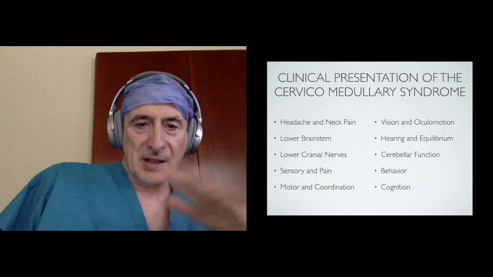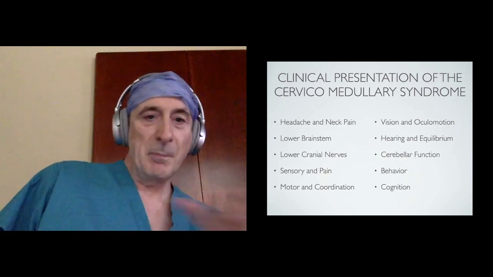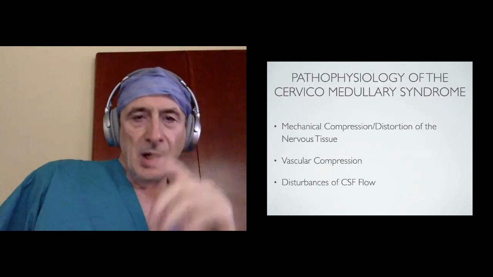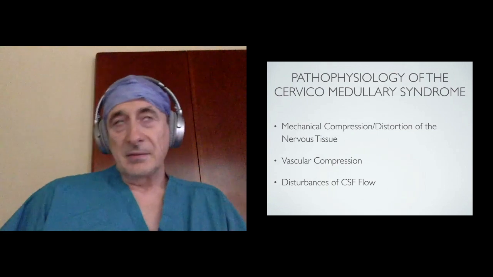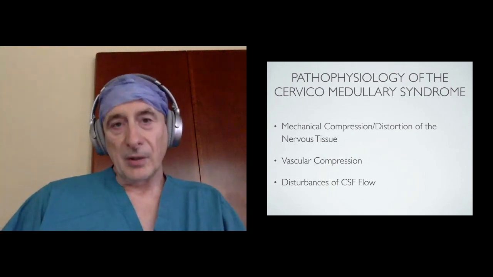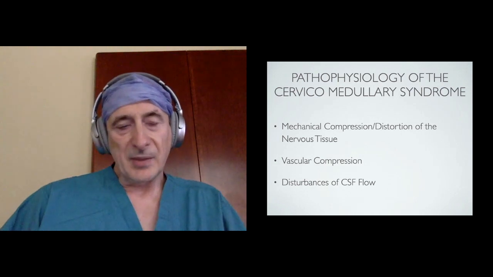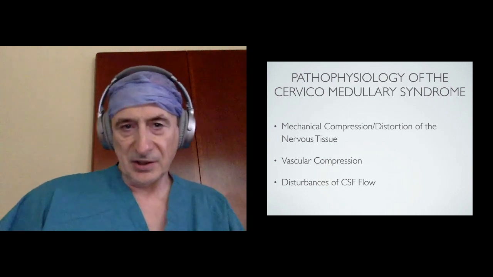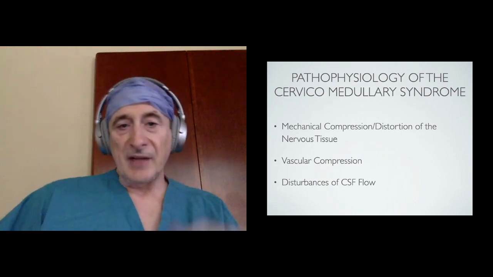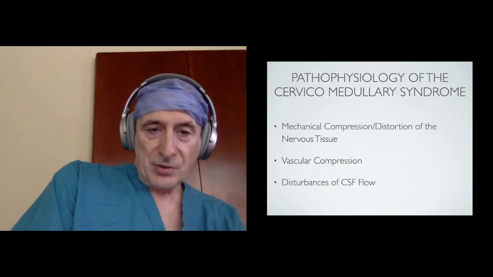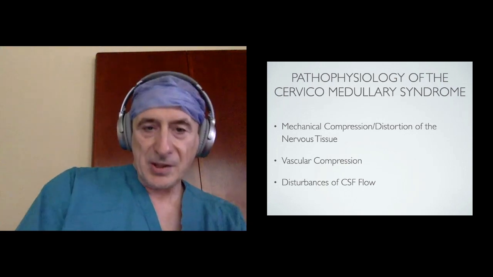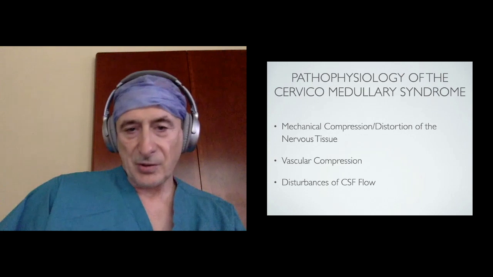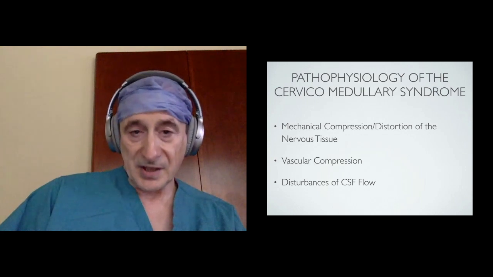And this is just a summary list of the main chapters of all these symptoms. The pathophysiology, a complicated Greek term, summarizes the mechanisms with which a pathology can cause the signs and symptoms of the cervicomedullary syndrome. You can have three things. You can have a mechanical compression or distortion of the nervous tissue. You can have a vascular compression leading to the nerve tissue not having enough blood. Or you can have a disturbance of the flow circulation of the CSF.